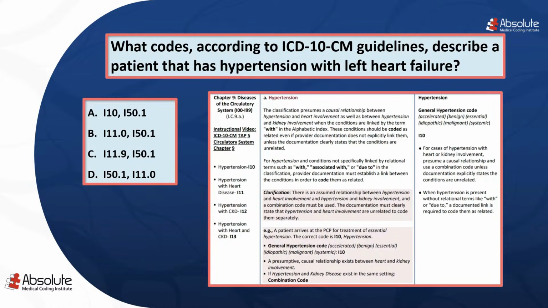In the ICD-10-CM alphabetic index, you're going to look for hypertension, and then go to hypertensive heart with heart failure, and this is going to lead you to the code I11.0. That is going to be our first code. And then there is an instructional note under code I11.